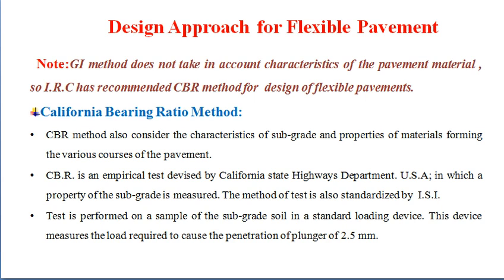And the GI method does not take into account the characteristics of the pavement material. So the Indian Roads Congress has recommended the California bearing ratio method for the design of flexible pavements. So the method which has been followed by the Indian Roads Congress is the California bearing ratio method.